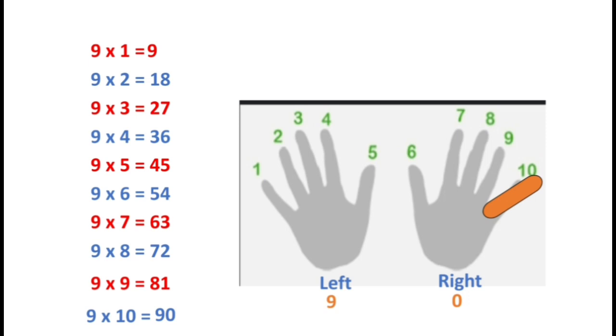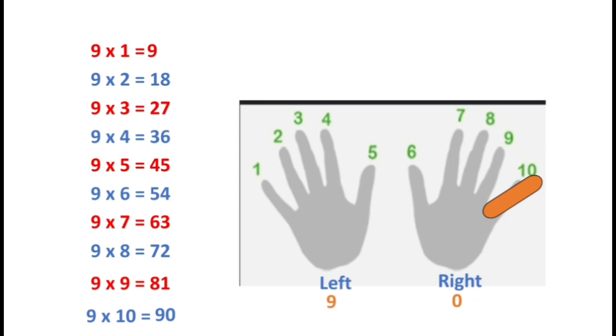So what is 9 table? 9 ones are 9. 9 twos are 18. 9 threes are 27. 9 fours are 36. 9 fives are 45. 9 sixes are 54. 9 sevens are 63. 9 eights are 72. 9 nines are 81 and 9 tens are 90. This is the first method of writing the table, or remembering the table of 9.